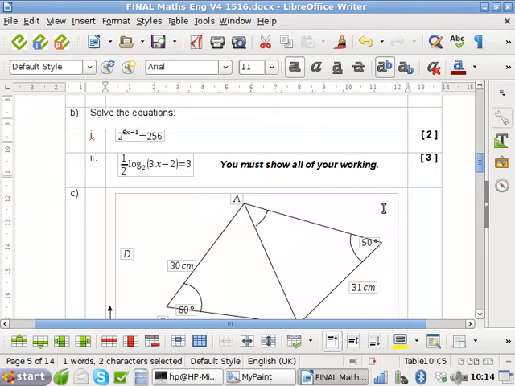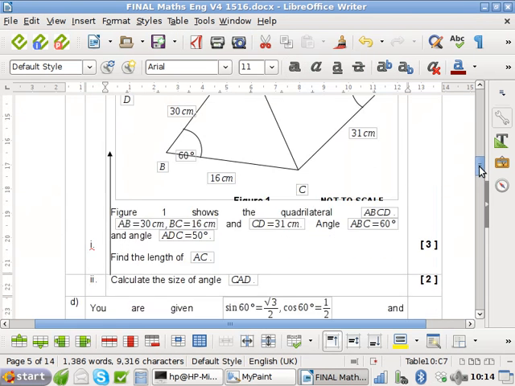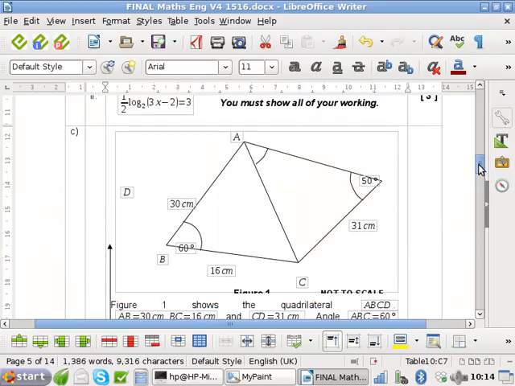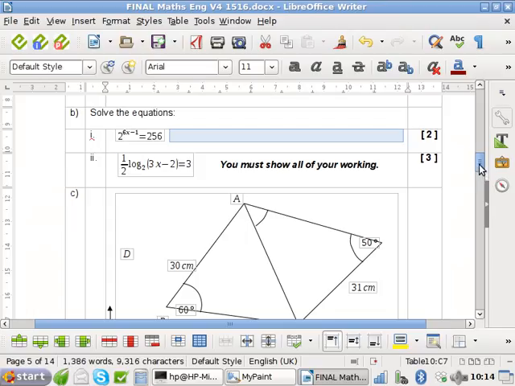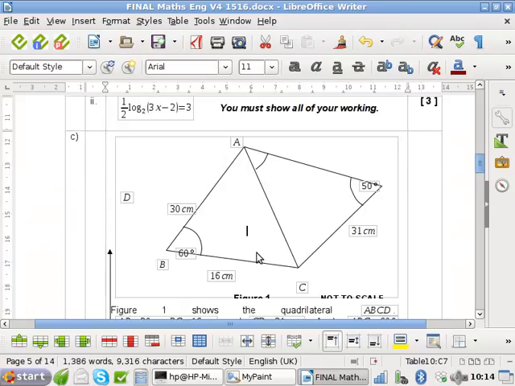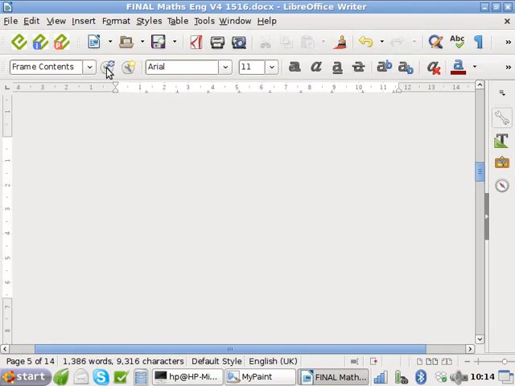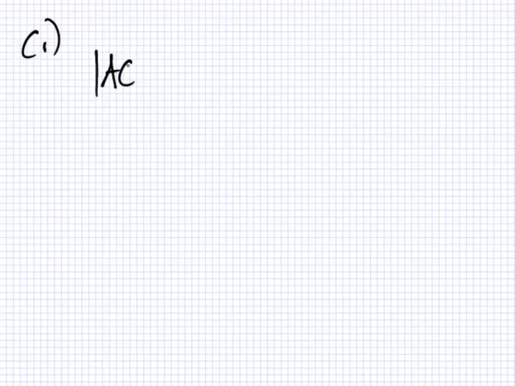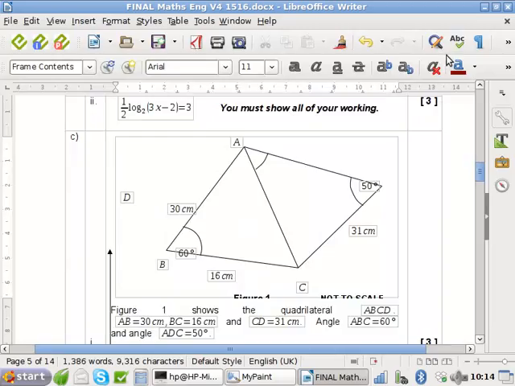Next one is trigonometry. Find AC. Okay, what rule could I use to find AC here? Cosine rule, very good. So, this is part 1. Cosine rule says that AC squared equals 30 squared plus 16 squared minus twice 16 by 30 cos 60.